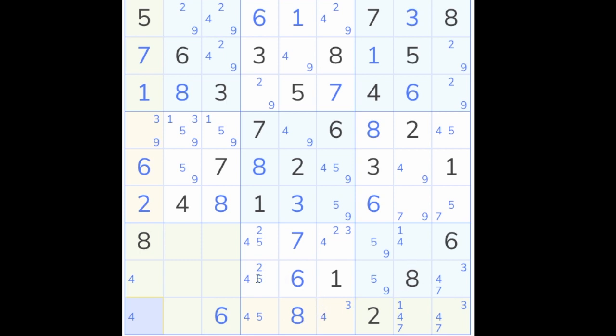So 1, 2, 3, 4, 5, 6, 7, 8. The last number is 9, and we don't have any information on 9 in this block, so we can put it everywhere. Okay, like so.